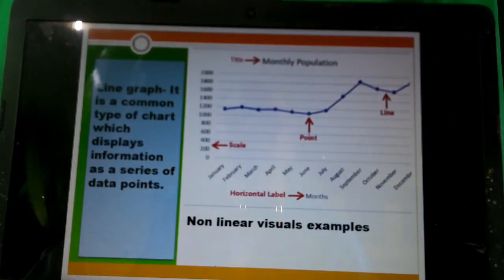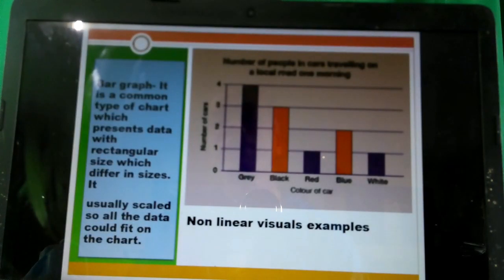Okay, what are the examples? One is line graph. It is a common type of chart which displays information as a series of data points. So you have there also in your module the example of line graph. Next one, we also have the bar graph. It is a common type of chart which presents data with rectangular bars which differ in sizes. It is usually scaled so all the data could fit on the chart. So you have there also in your module.